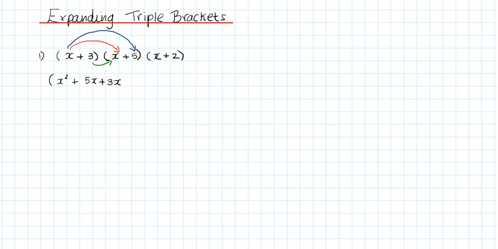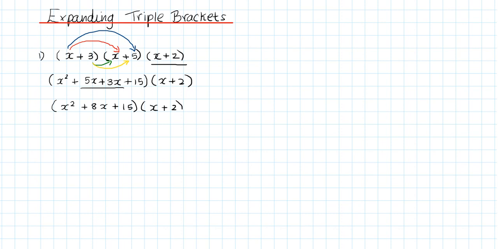Then I'm going to multiply 3 by 5, and 3 times 5 gives you 15. I'm going to write this bit down as it is, untouched. Okay, so in here 5x and 3x, these two are like terms, so I'm going to simplify this bracket to give me x squared plus 8x plus 15. I'm going to multiply that by x plus 2.